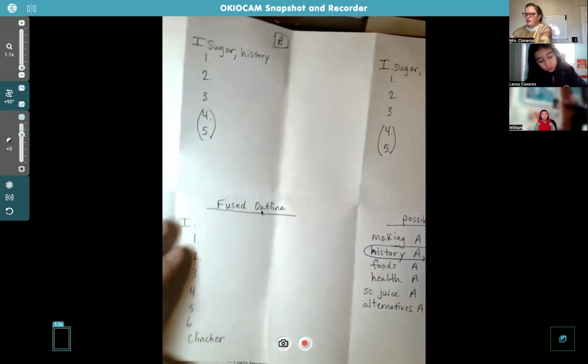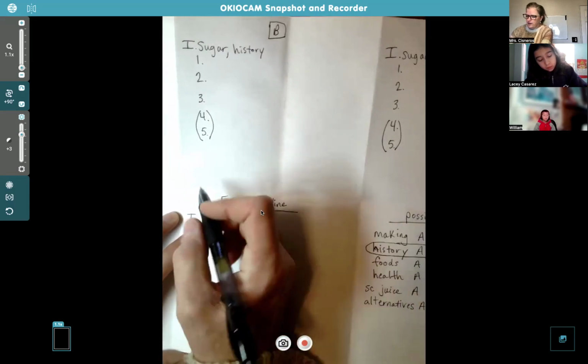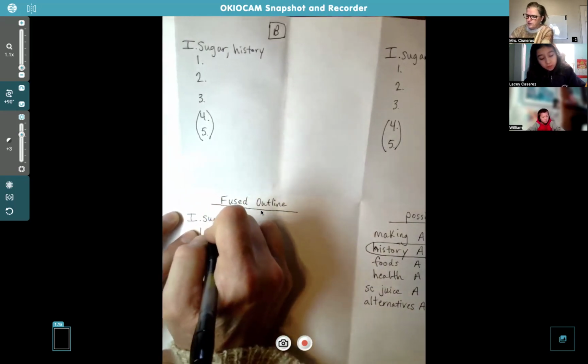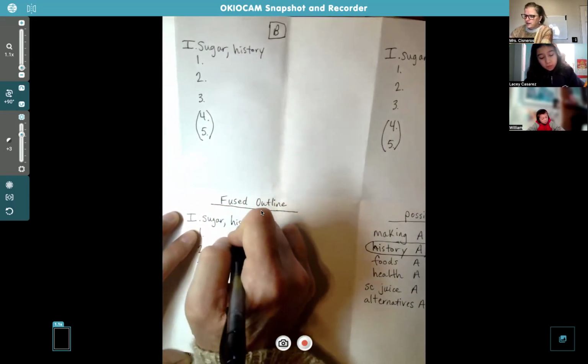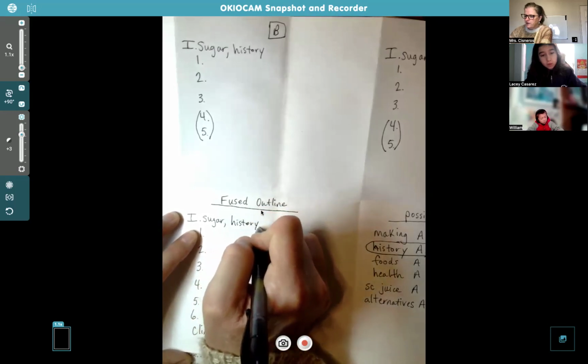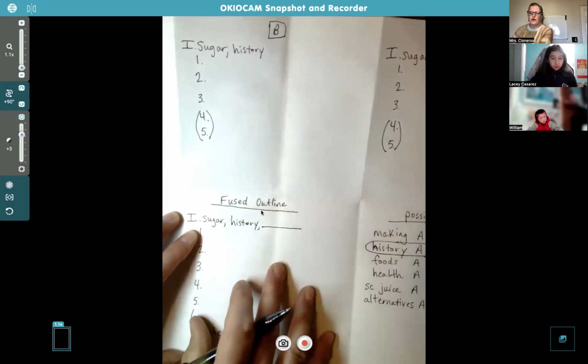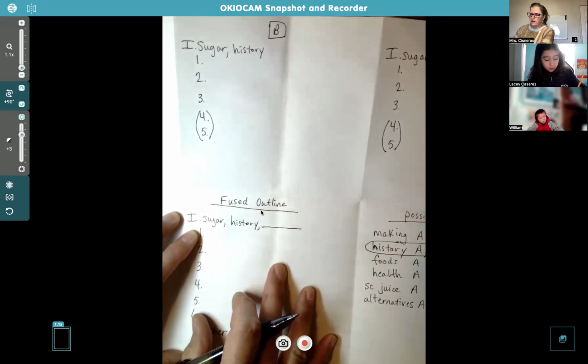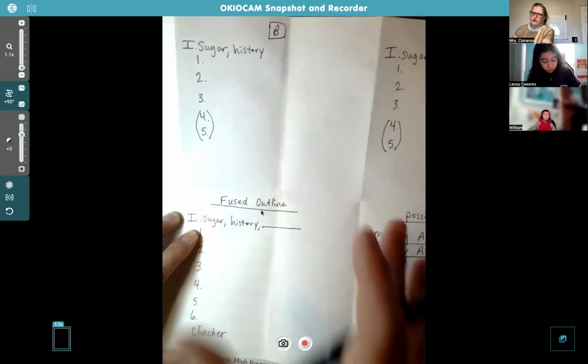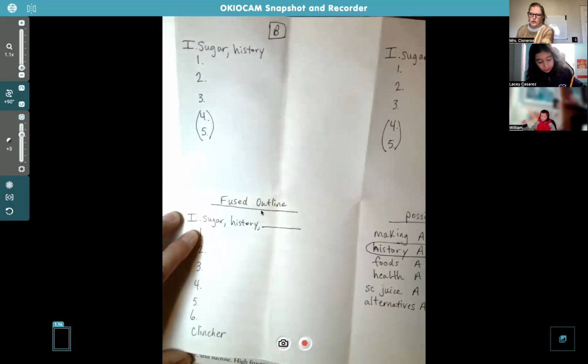You're also going to put it under the fused outline here. We're going to put that again, sugar, comma, history, and then comma, and one more word that we don't know yet. We got to figure that out later. But I wanted you to see the pattern that all of these are going to be only about the history. So when you go back to do your homework, only look at the paragraphs that talk about the history of sugar. Focus only on that paragraph.